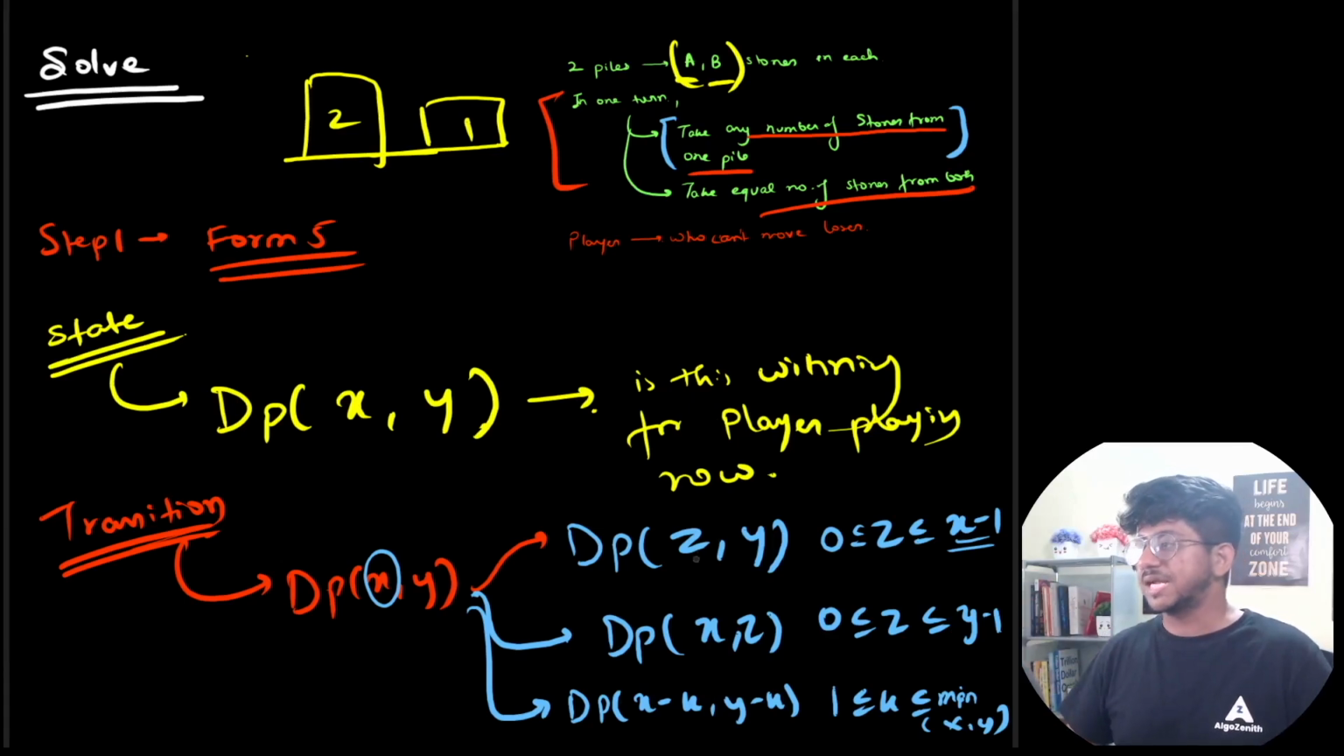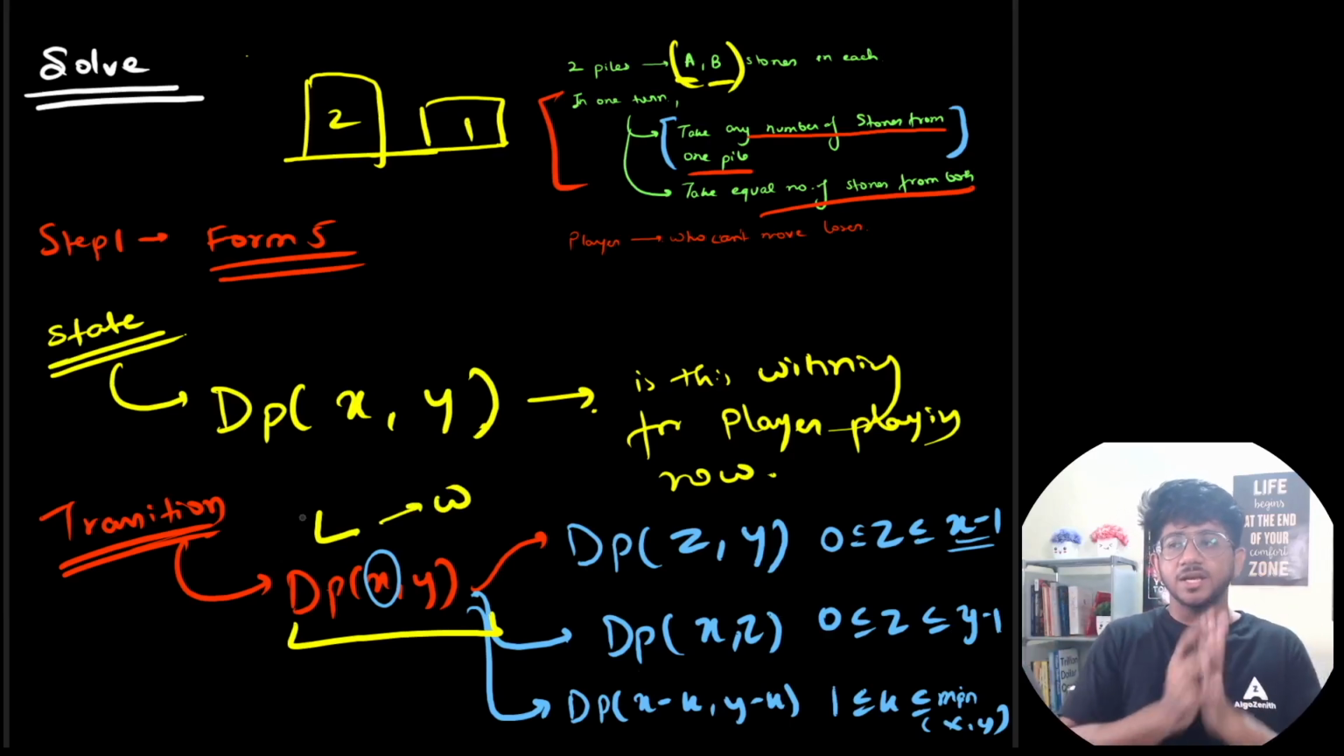z is the stones after you have picked up. So you can think x minus z is the number of stones you're picking up, right? So these are the different transitions, the different configurations that you can move to. And for this particular state, by default, this is a losing state. But if any one of these states is a losing state, then this will convert to a winning state.